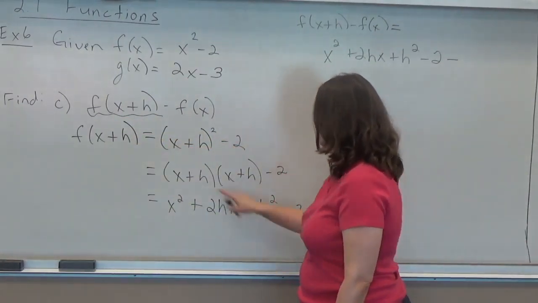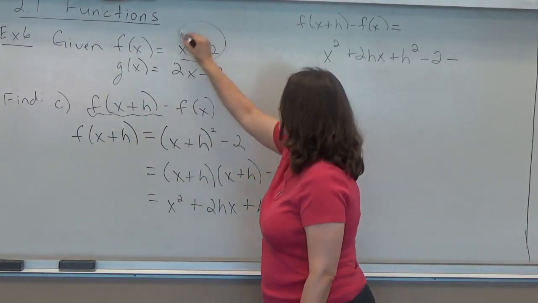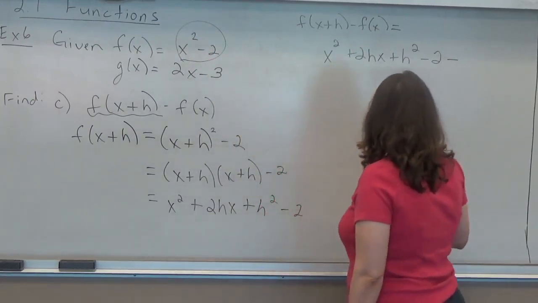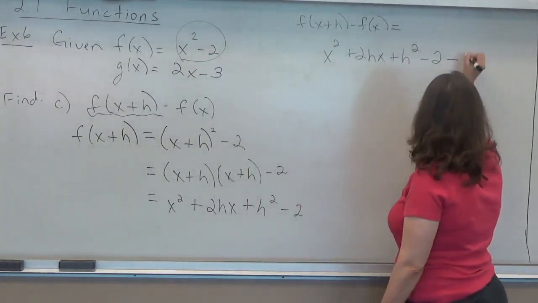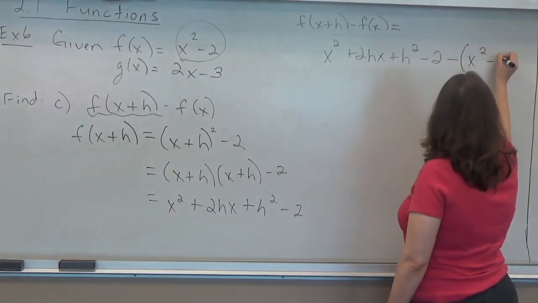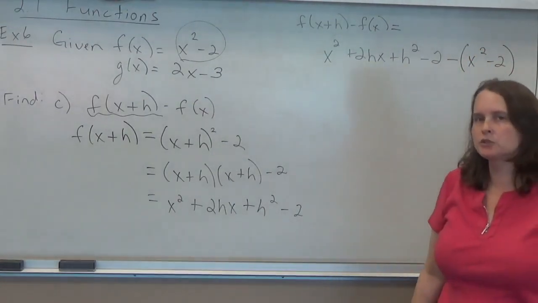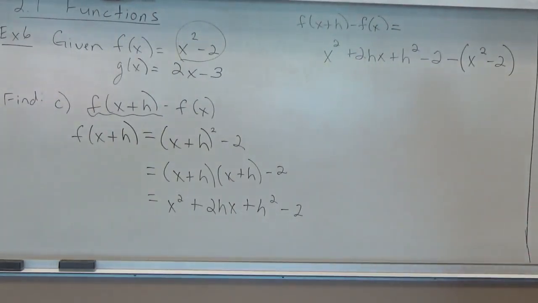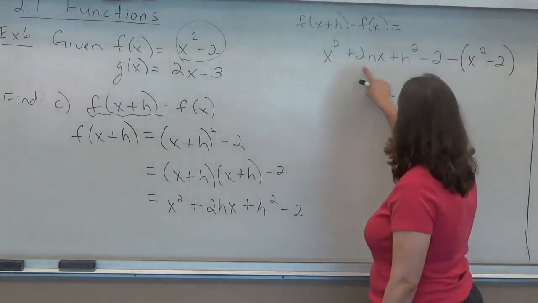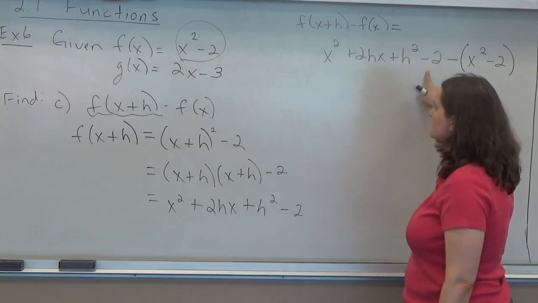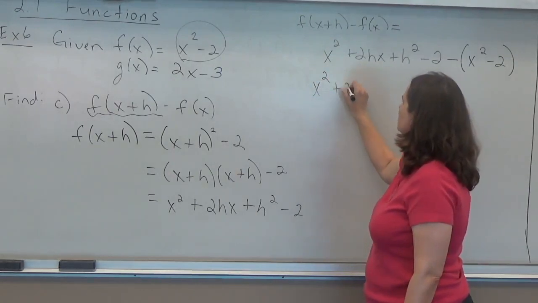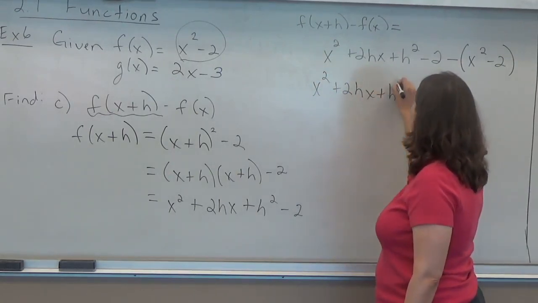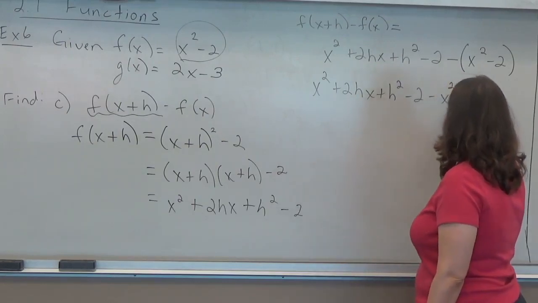So putting all this back in here, and then we're going to subtract this x squared minus 2. Because I'm subtracting 2 terms, guess what I need to use? I need parentheses. Okay, so if you need to pause the video, make sure you're following what I've done. Okay, so this is our f of x plus h that we got from the first part, minus the original f of x piece. Now we need to distribute the negative. We'll have minus x squared plus 2.